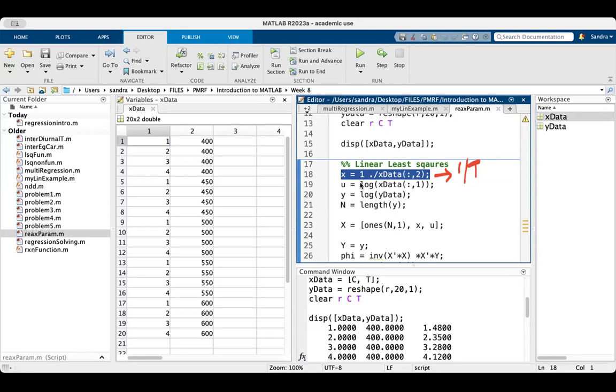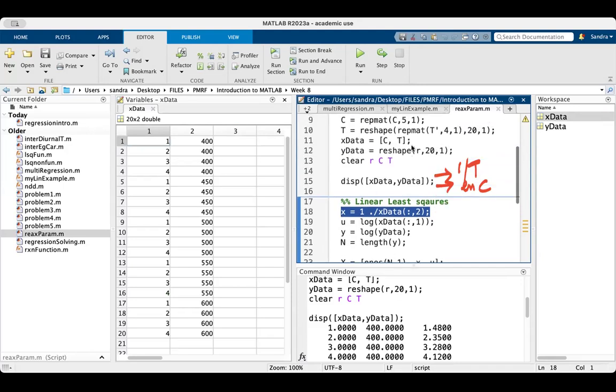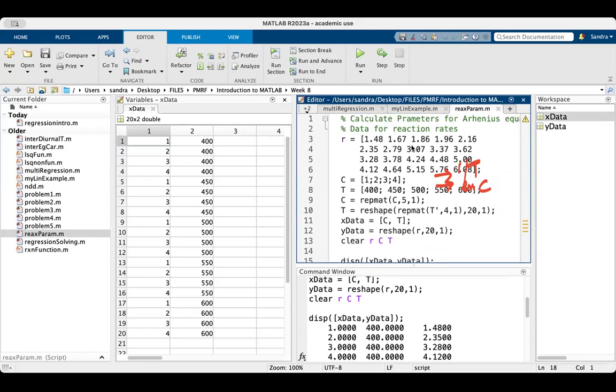Excuse me, ma'am. Yes, hello. Ma'am, in the first part of the code, where they have given C is equal to repmat, C comma 5 comma 1, and also the next line, can you explain that, ma'am? How we have taken that code? So what this was done is, see, the table was very big, right? Whatever was given in the PPT, the table is really big. One way is you can manually write the X data and Y data.